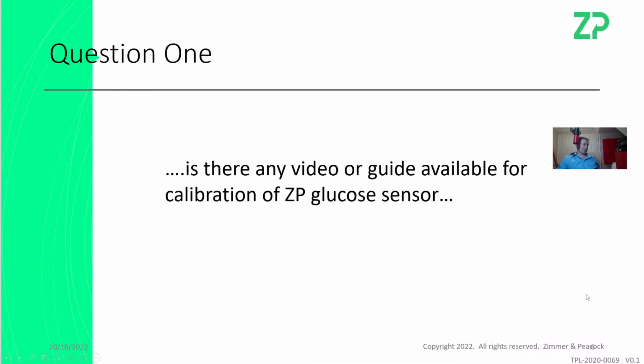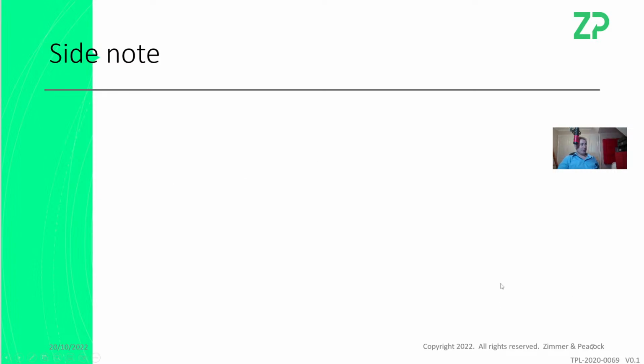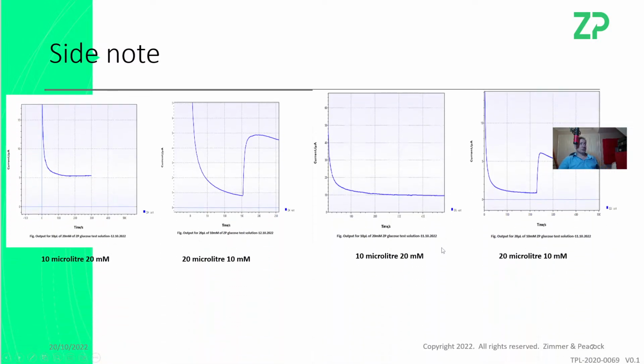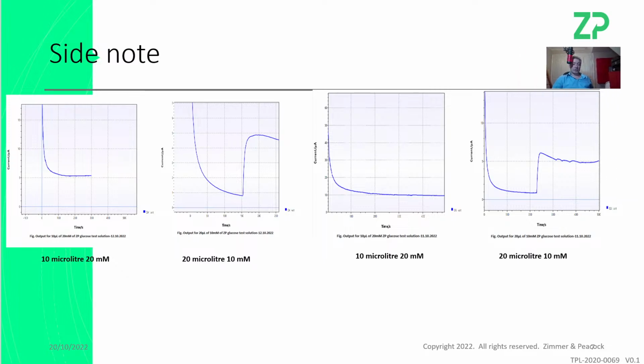Question number 1: is there any video or guide available for calibration of ZP glucose sensors? The quick answer: I'm going to make a side note here that the inquirer has glucose sensors from Zimmer and Peacock, and they have some strange results. I want to note that, but I also want them to put their question more into a presentation format so that I can follow it more easily. I understand it from an email and a couple of attachments, but I think it needs to be laid out in a bit more of a presentation format. There's a narrative to the question, so I'm a little confused.